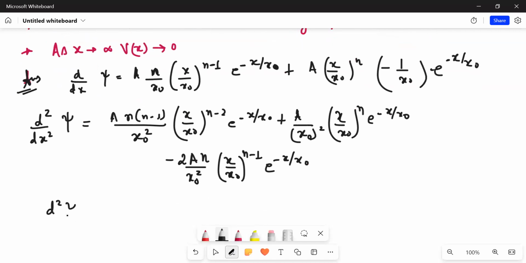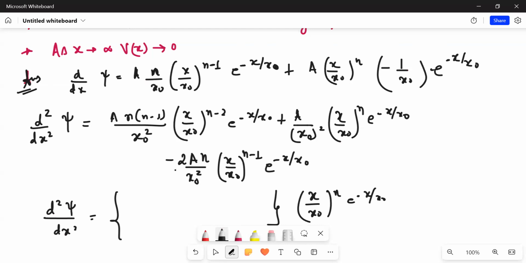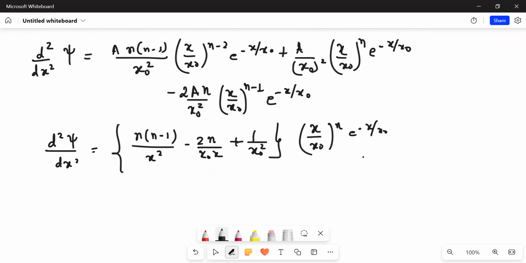Now if I arrange this a little before going further, I take (x/x0)^n common, and e^(-x/x0) also common. The remaining terms: this will be n(n-1), this x0 squared and x0 raised to power minus 2 get cancelled, and you will be left with only 1/x squared, minus 2n/(x0 x), plus 1/x0 squared. I think this is clear. I don't think there is a mistake. Just see if there is a mistake, otherwise we'll do something wrong.